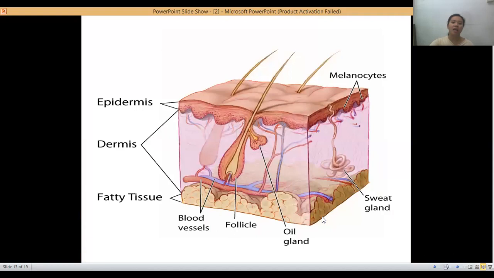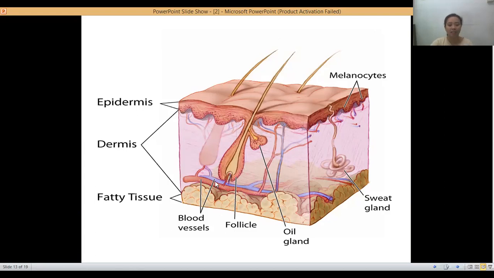So let's repeat. Epidermis, the outer layer of your skin. Dermis, the thick layer beneath your skin. And then the fatty tissue. So we have also here the blood vessels. It looks like a tube. When you feel hot, your blood vessels will become big, or it will enlarge, and your face will become red. If you feel cold, your blood vessels will become small, or smaller, and you will look pale.